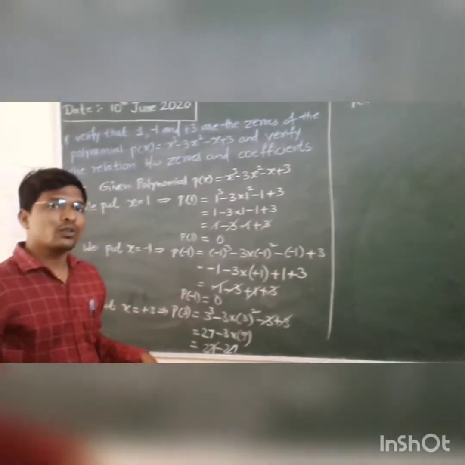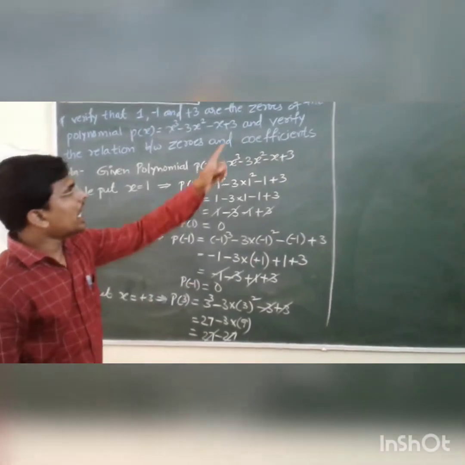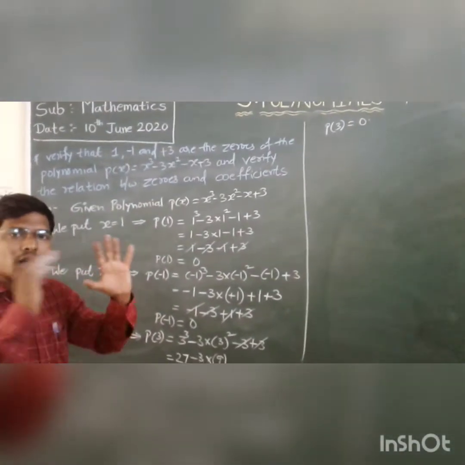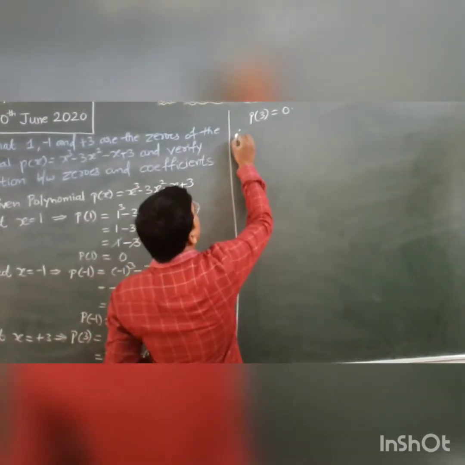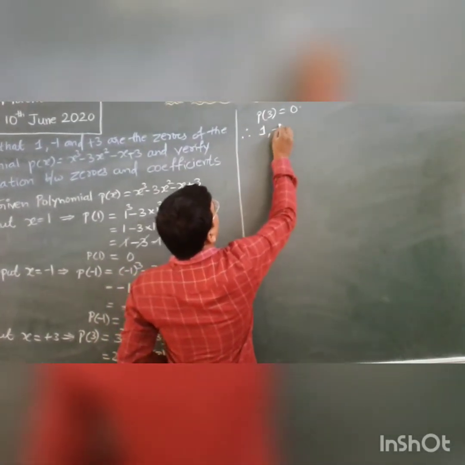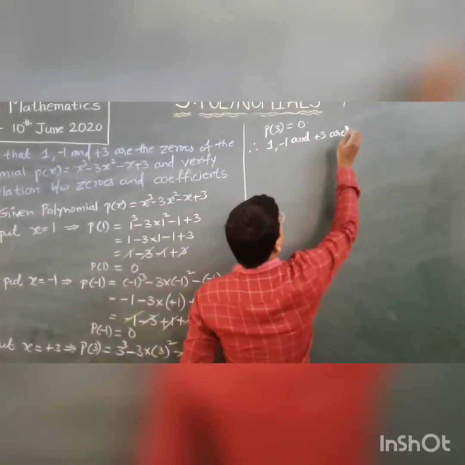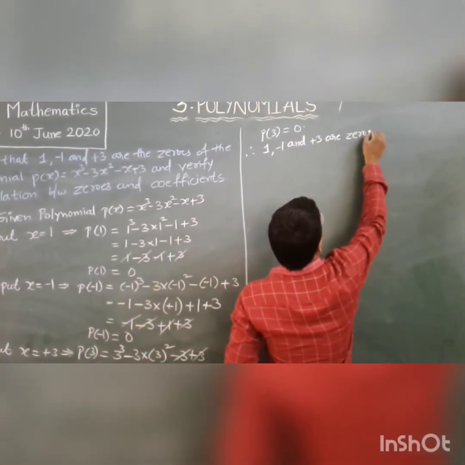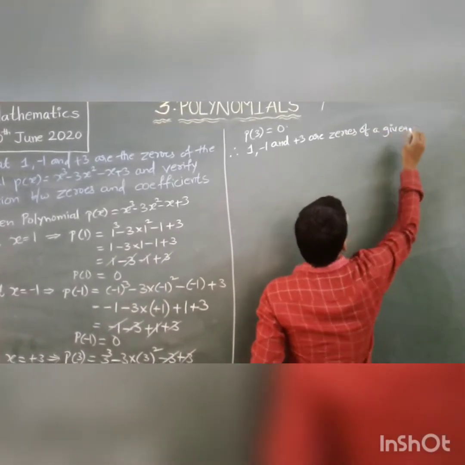So what we can conclude finally, see, when I substitute 1, minus 1 and 3, I got all polynomial values equal to 0. Then I can conclude that 1, minus 1 and plus 3 are zeros of the given polynomial.